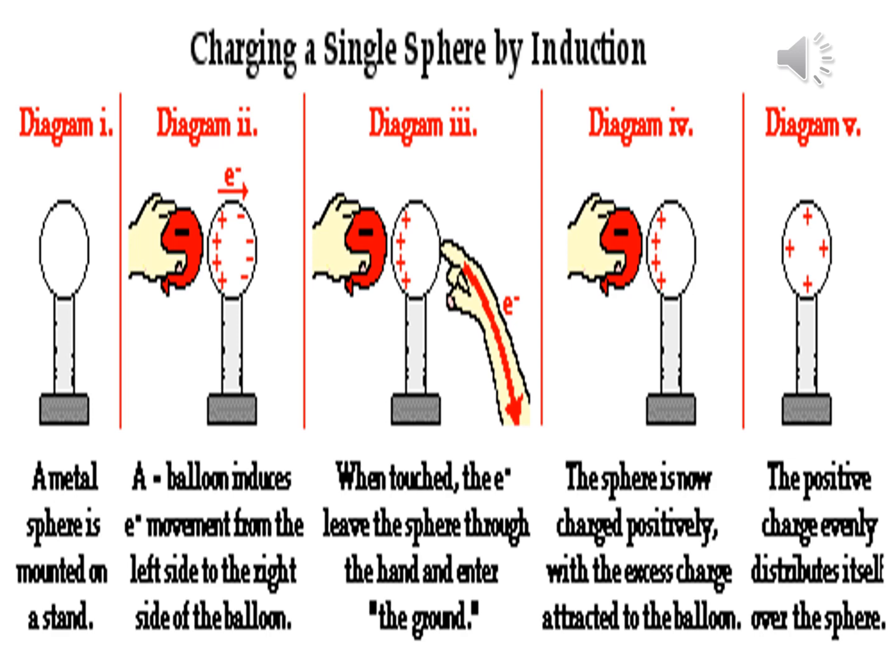If we bring the charged balloon near the sphere, the balloon induces electron movement from the left side to the right side of the sphere. In the third, when they touch, the electrons leave the sphere through the hand and enter the ground. In the fourth, the sphere is now charged positively, with the excess charge attracted to the balloon. In the fifth, the positive charge distributes itself evenly over the sphere.